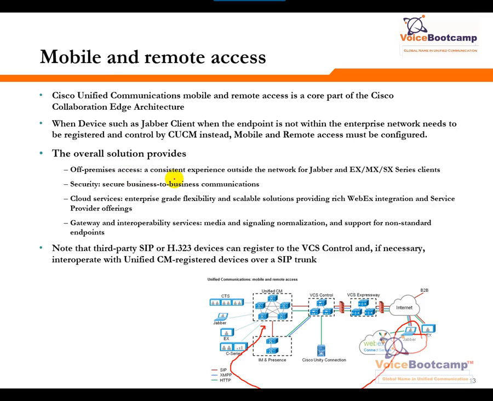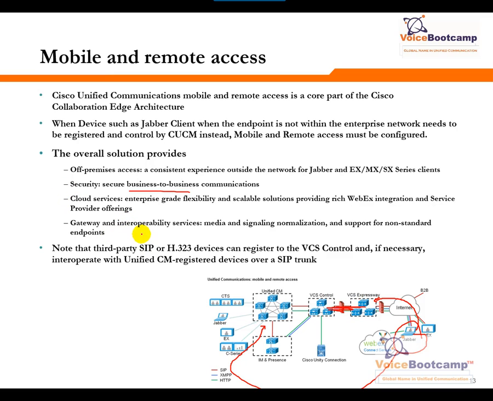Off-premise access provides a consistent experience outside the network for Jabber, EX, MX, and SX series clients. Those are the endpoints. Security: it is secure business-to-business communication, because from this Jabber client, you will first get a secure connection with the Expressway by downloading the SSL key, and use the SSL key to create a secure connection to the Expressway Edge. And from there, once it's connected and validated, then you can communicate internally. Remember, the tunnel between the Expressway Control and the Expressway Edge is already established.